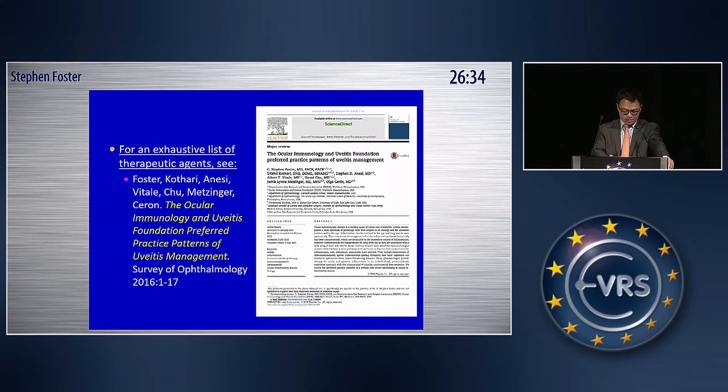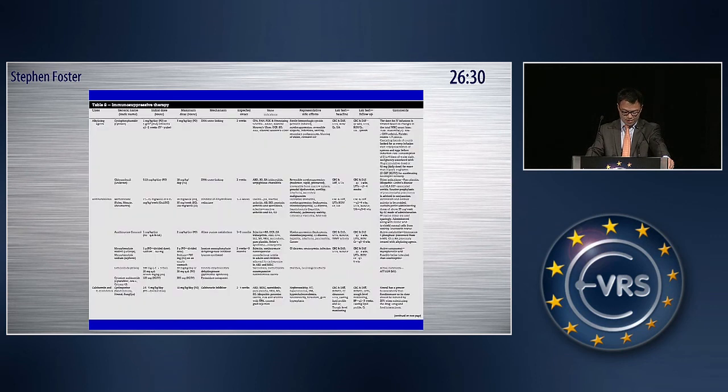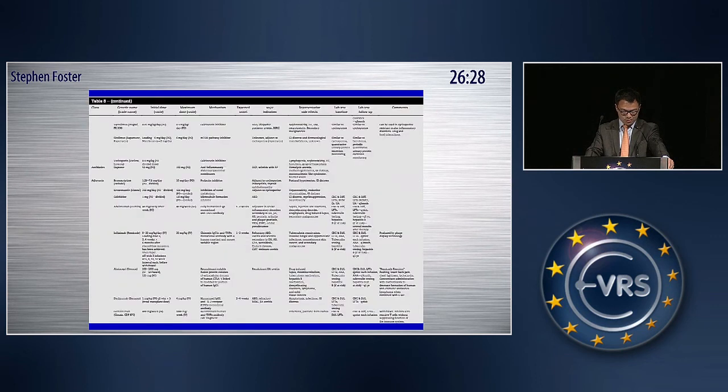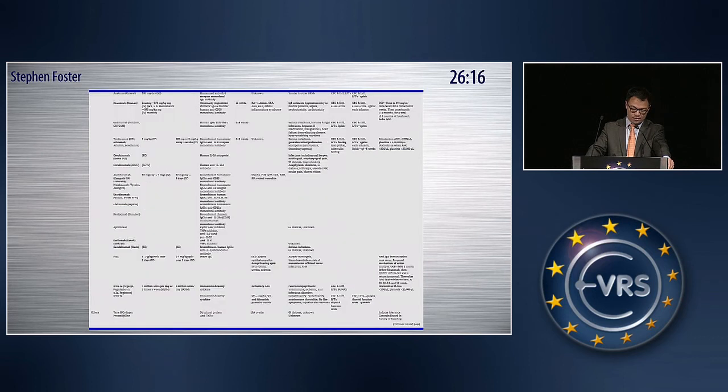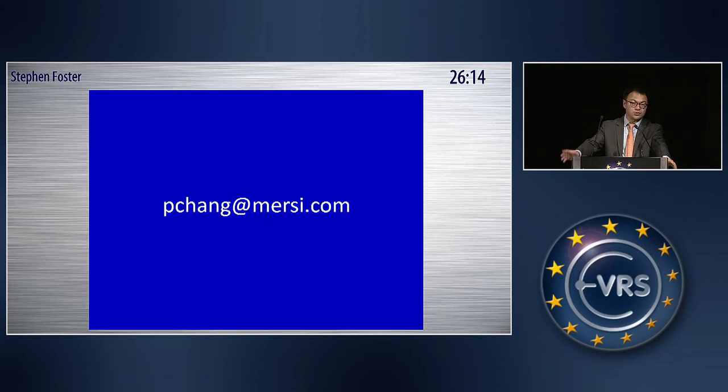So for an exhaustive list of these agents, this paper has it all. There are many pages and it actually gives you all the key points: what labs to look for, how quickly you expect it to start working, what kind of lab tests, what kind of side effects to ask your patients for. So this table has it all. And here's my email, so just email me later if you want a PDF copy of it. I'm happy to forward it along.